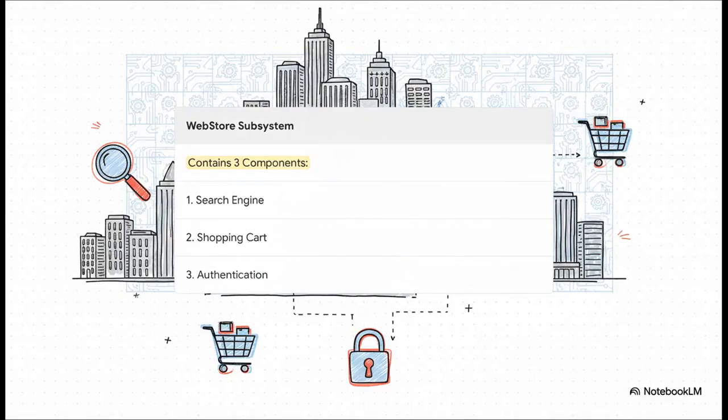All right, we'll start with the part that you, the user, would actually see, the web store subsystem. Now, this thing is actually made up of a few smaller components itself. We've got a search engine for finding products, a shopping cart to hold them, and an authentication component to handle logins. This is basically the digital storefront.